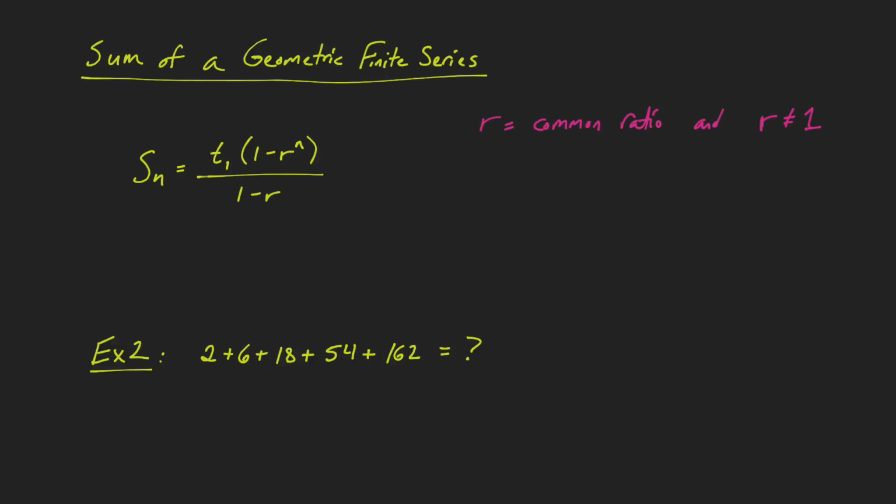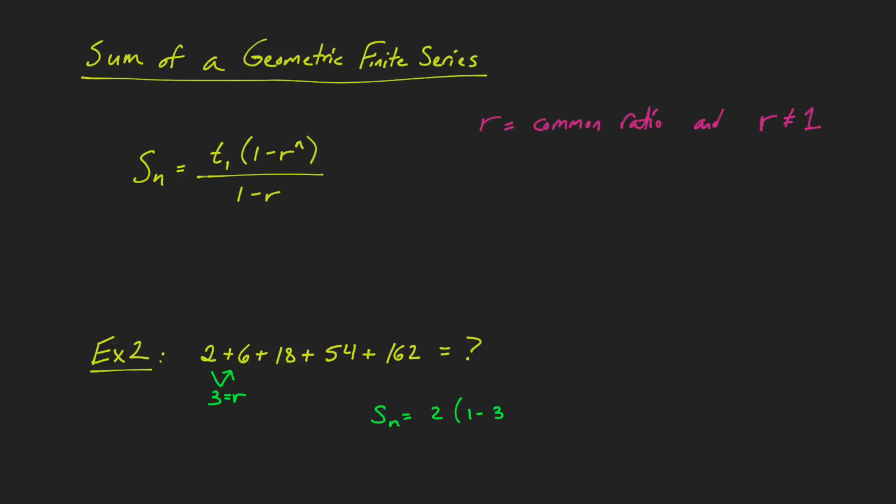In this case, if r was equal to 1, then you'd be dividing by 0. Can't have that. So let's just put this to the test and use it in this formula below. If you notice, the common ratio here is 3, so r equals 3. And if we were to plug this in for s sub n to find the sum of the series, we have our first term 2, 1 minus 3 raised to the n.